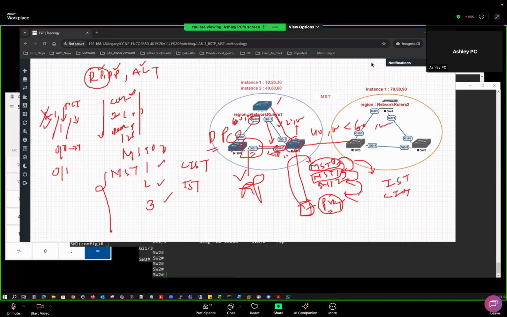Make sense, guys? Yes or no? Or for MST 0, who is the root bridge? There we are going to connect that external device. Make sense or not? Or the picture is not clear practically. When you see it practically, then you will understand.